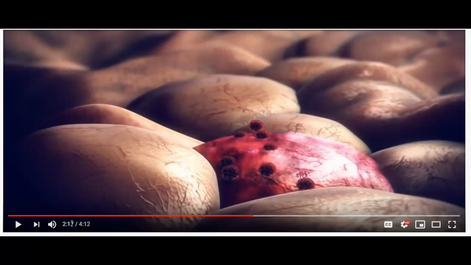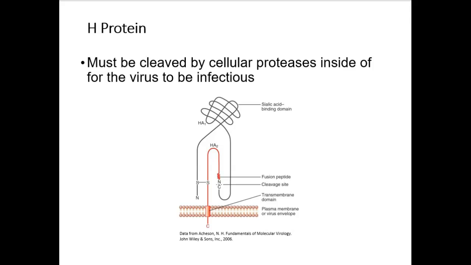So I think you can see the fusion between the two envelopes in the video a little bit more clearly than you can in a two-dimensional picture. Okay, so in the video you can see how the membranes fuse. And in the video it mentioned that you had some cellular enzymes that cleaved the hemagglutinin.